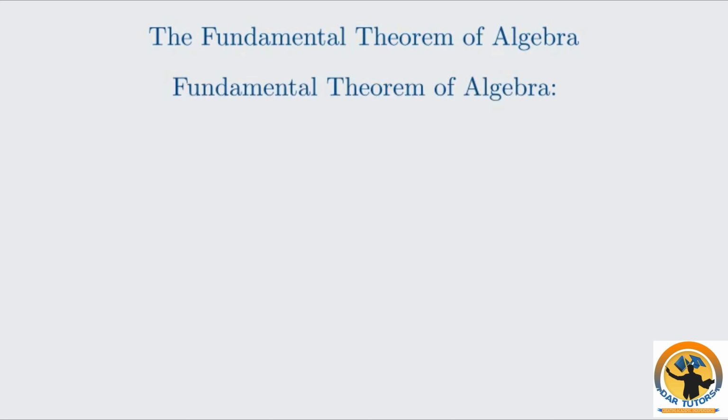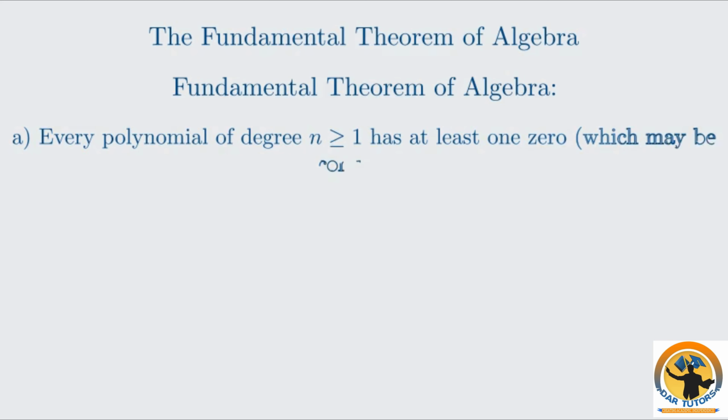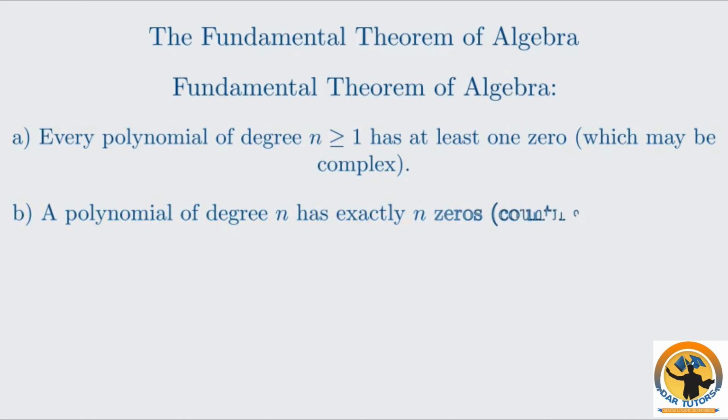Let's now turn our attention to the fundamental theorem of algebra, a cornerstone of polynomial theory. This theorem, first proven by Carl Friedrich Gauss, has two main parts. First, it guarantees that every polynomial of degree n greater than or equal to 1 has at least one zero, which can be a complex number. Second, and more importantly for us, it states that a polynomial of degree n has exactly n zeros when counted with multiplicity. This means a cubic polynomial has exactly 3 zeros, a quartic has exactly 4, and so on. These zeros can be real, complex, or a combination of both.